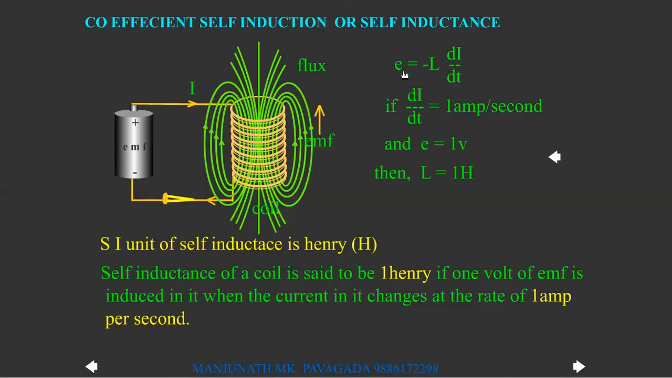Because E is equal to 1 and dI by dt is equal to 1, 1 is equal to L into 1, so L is equal to 1. So L has become 1 Henry. Self-inductance of a coil is said to be 1 Henry if 1 volt of EMF is induced in it when the current in it changes at the rate of 1 amp per second. So this is about the unit.